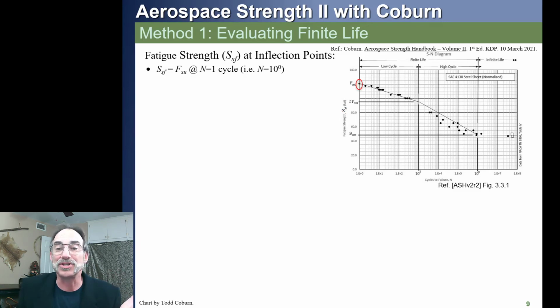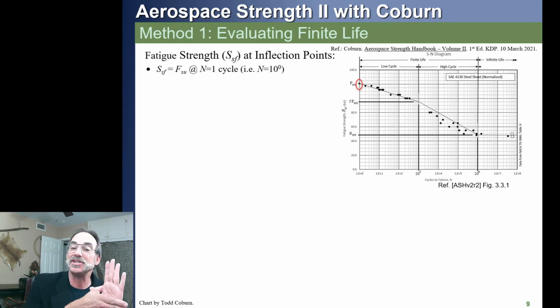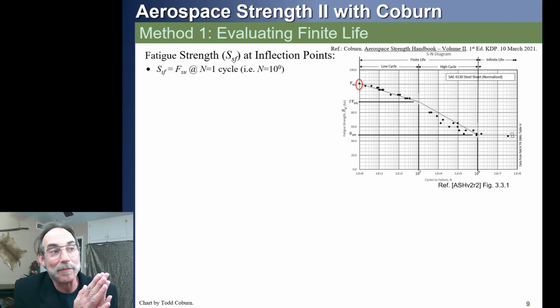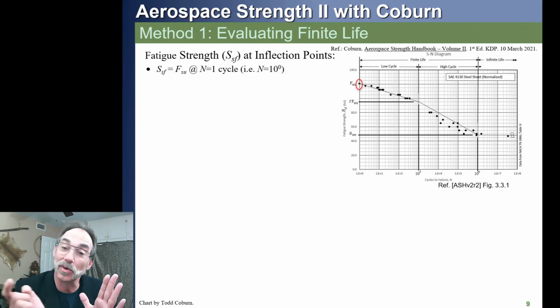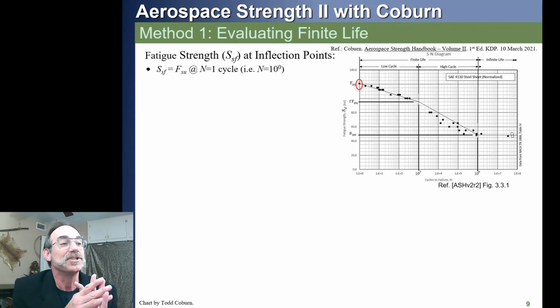our allowable stress. And what we're going to see, so if we have only a single application of load, we can expect that that part ought to be good for FSU. We're talking about shear load here, right? If we have tension load, we're going to go back to Chapter 3. If we have shear load, we're going to stay right here, okay? So if we have one cycle, we should be good for FSU. That's our first inflection point.